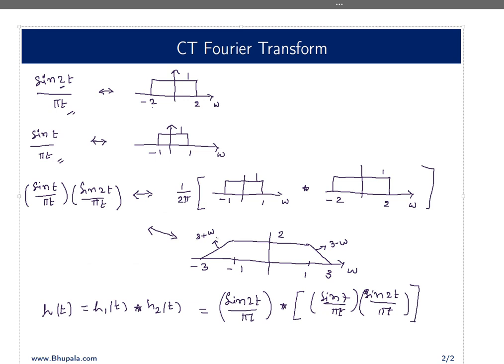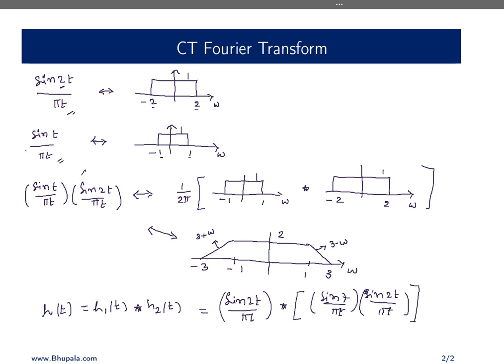So we will take the help of these three results and then proceed. If you look at the first signal, we have the signal to be sin 2t by pi t. By using the first result, the Fourier transform of that would be a rectangle from minus 2 to plus 2. Why? Because w for this signal is 2. In a similar fashion, for the second signal sin t by pi t, we again have a Fourier transform which is a rectangle from minus 1 to plus 1. Again, why? Because w here is 1.